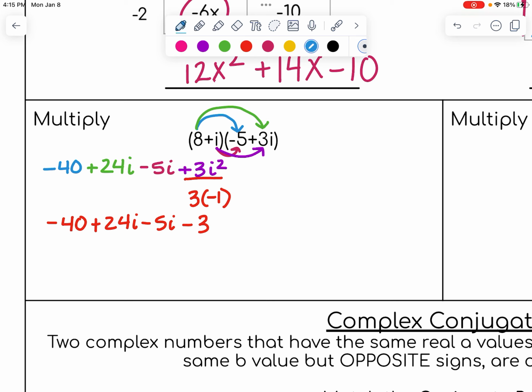I always like to start with the real numbers first, so that way it's right away in standard form. So negative 40 minus 3 is negative 43. And then the imaginaries, 24i minus 5i is a positive 19i. And here's our final answer.